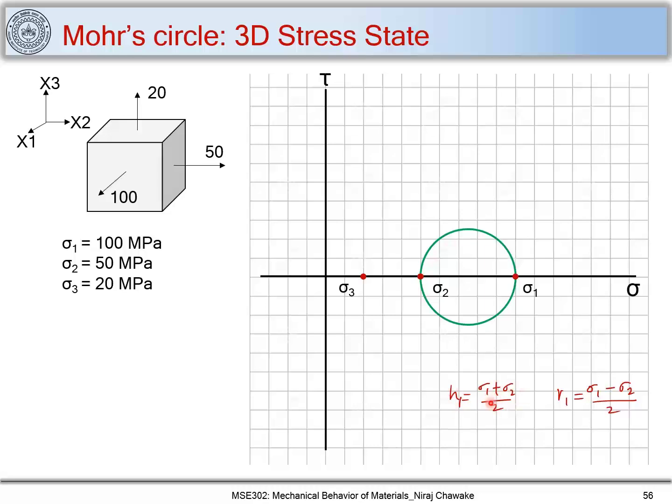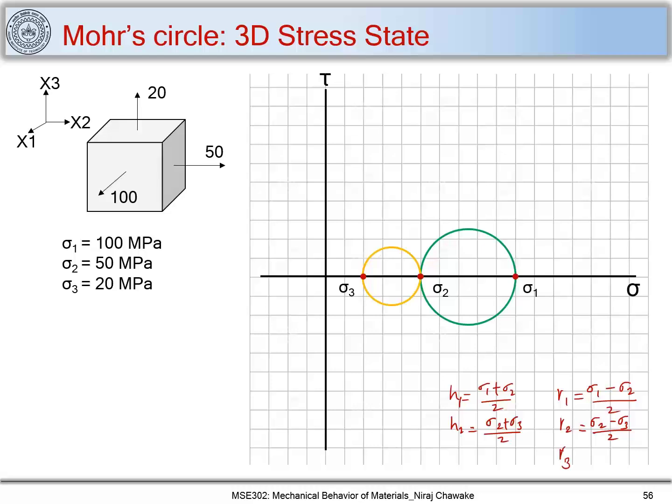So you have h1, the center of this circle, as sigma 1 plus sigma 2 upon 2, and the radius will be sigma 1 minus sigma 2 upon 2. With this radius and this location, I draw a circle. Similarly, I draw a circle between sigma 2 and sigma 3. So let me write it down for you. R2 will be sigma 2 minus sigma 3 upon 2. And what will be H2? H2 will be sigma 2 plus sigma 3 upon 2.